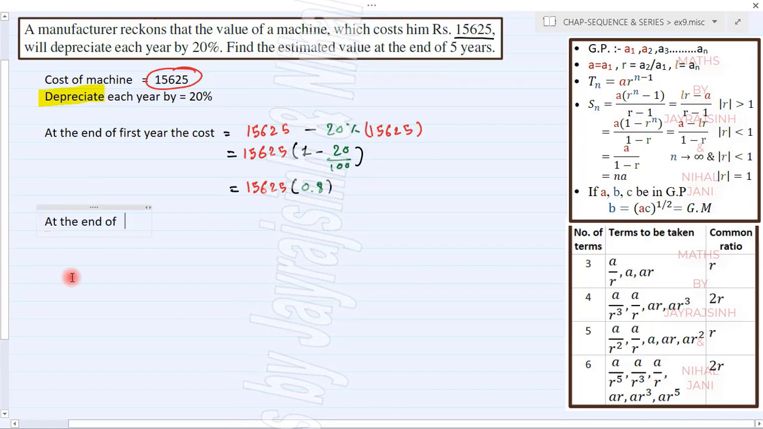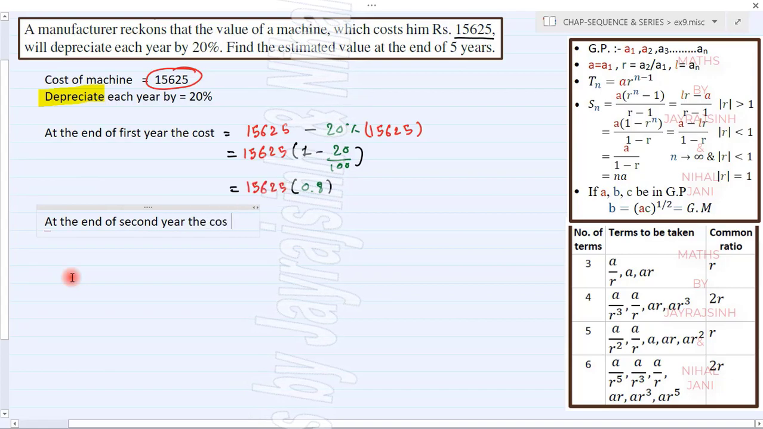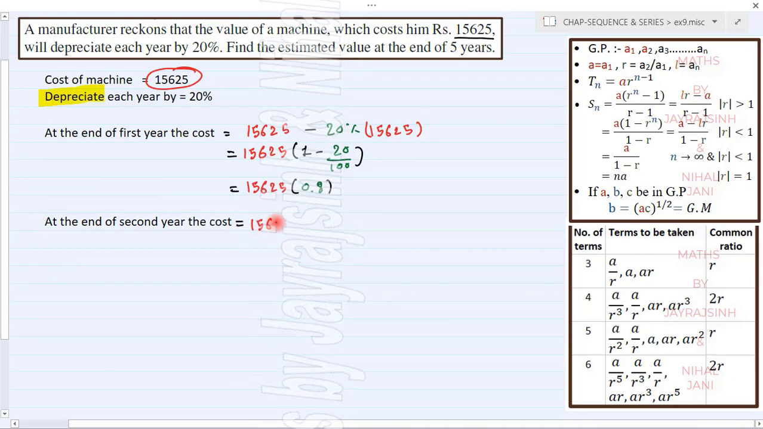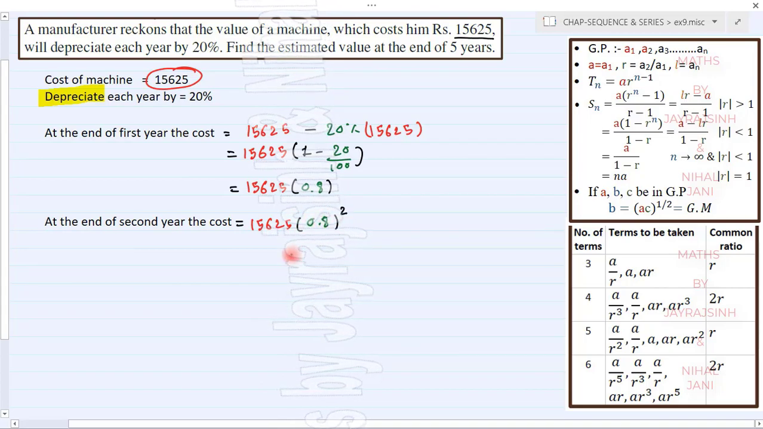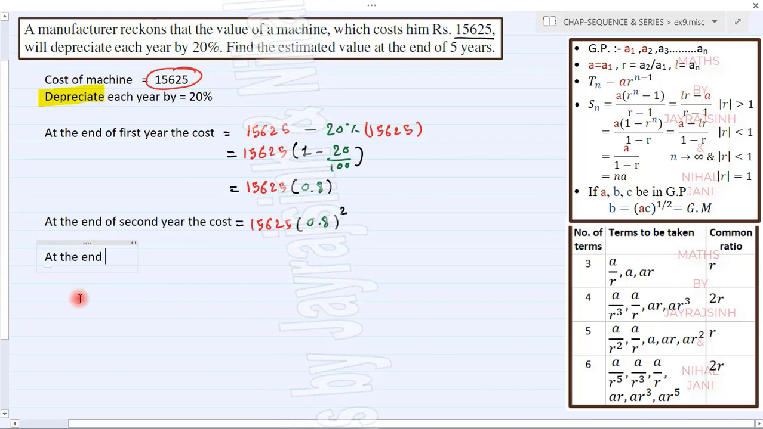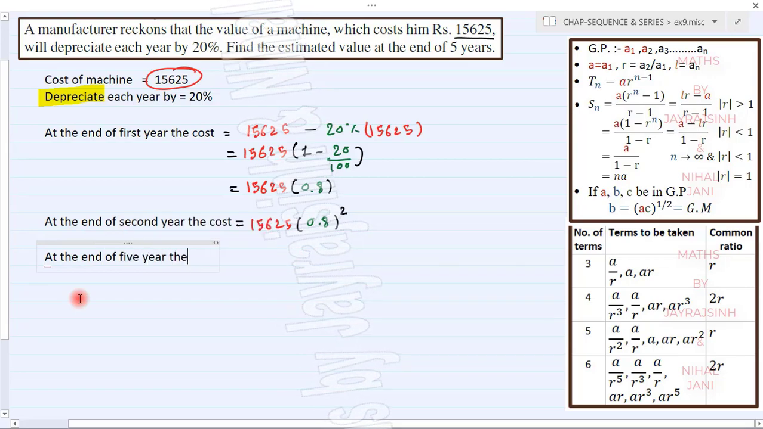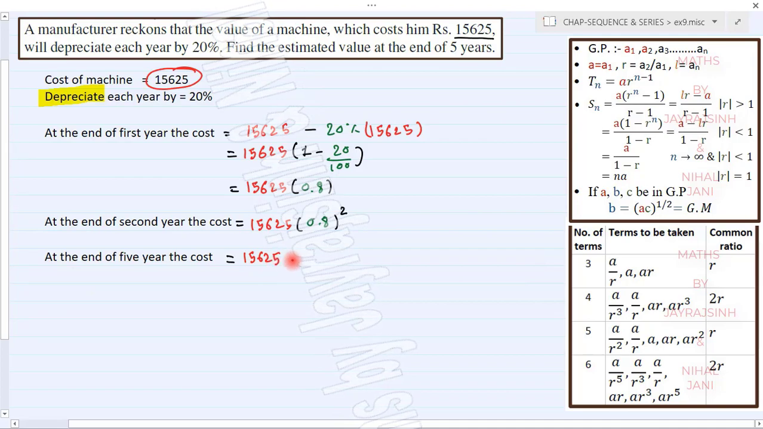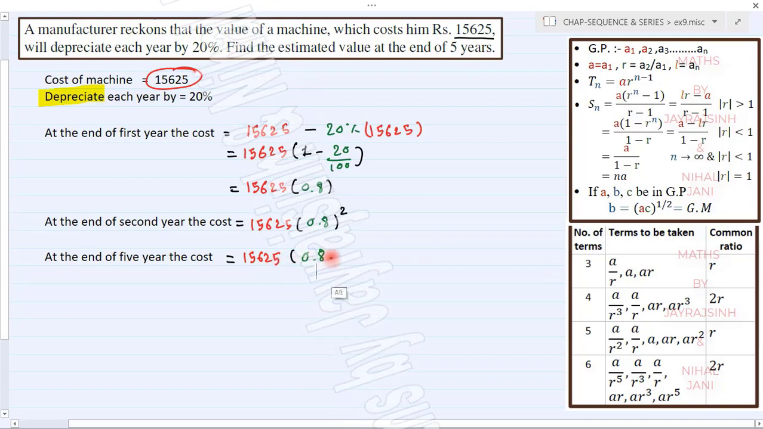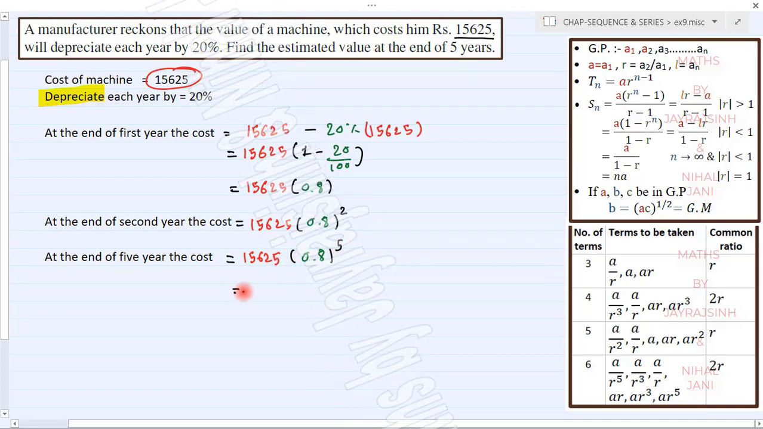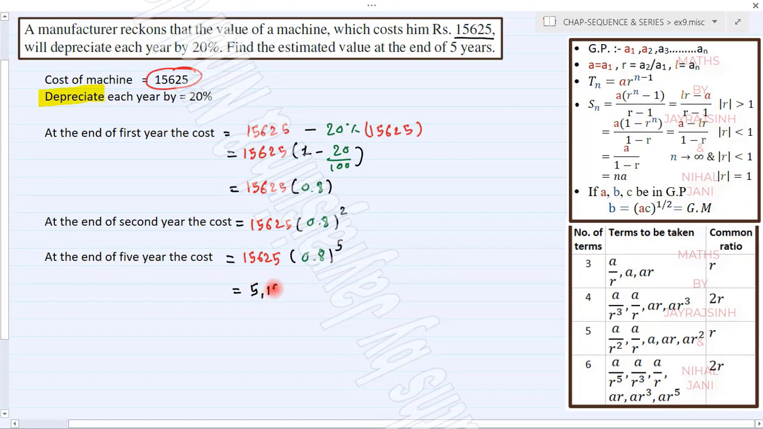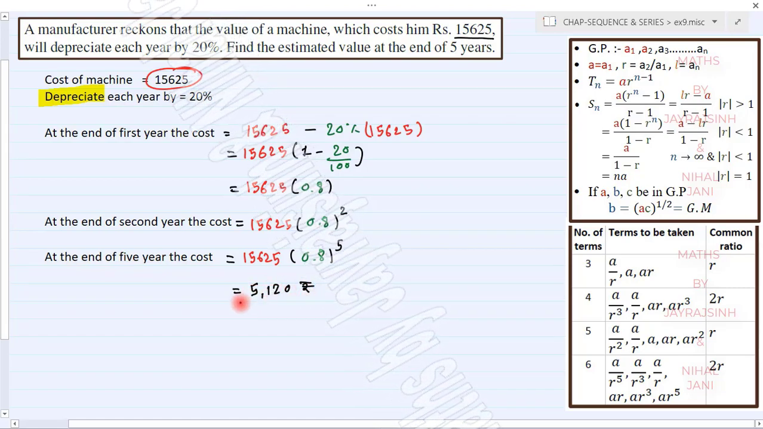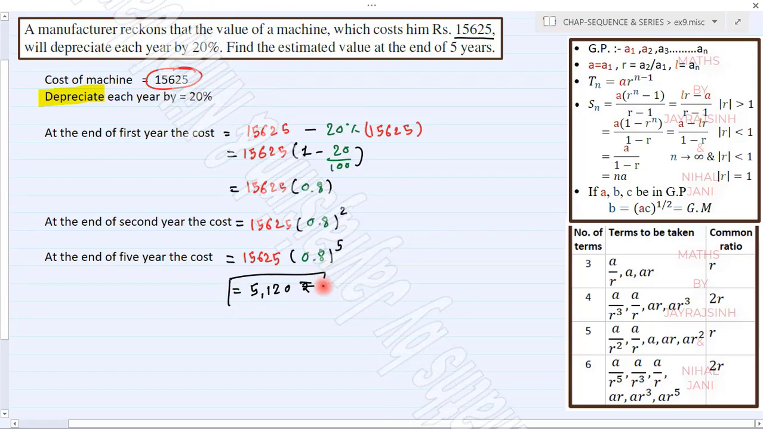Similarly, at the end of the second year, the cost will be original cost into 0.8 raised to 2. So we can say at the end of 5 years, the cost will be 15,625 into 0.8 raised to 5, or we can say 5,120 rupees is your answer. Ta-da!